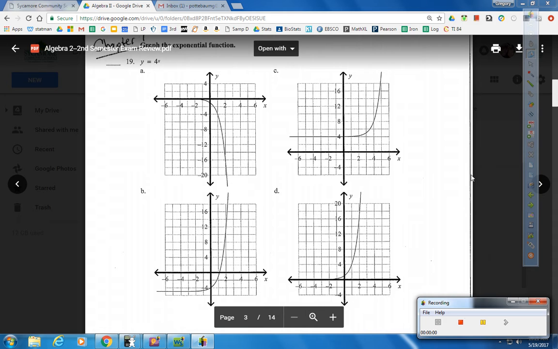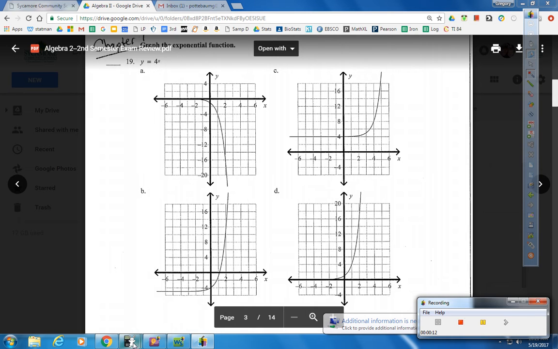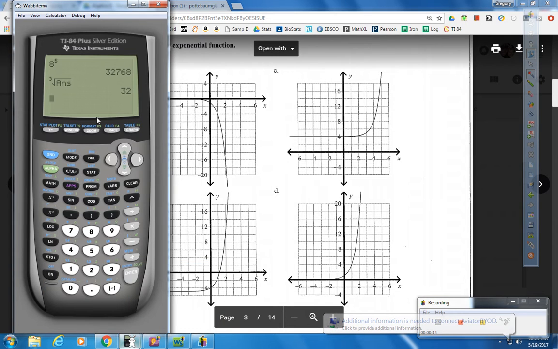Okay, we're back with Chapter 7, and now we're going to go through the Chapter 7 review. The first thing we're going to do for the Chapter 7 review is graph these exponential functions. That's just going to be done in our calculator, and we're going to see which one of these matches our calculator.